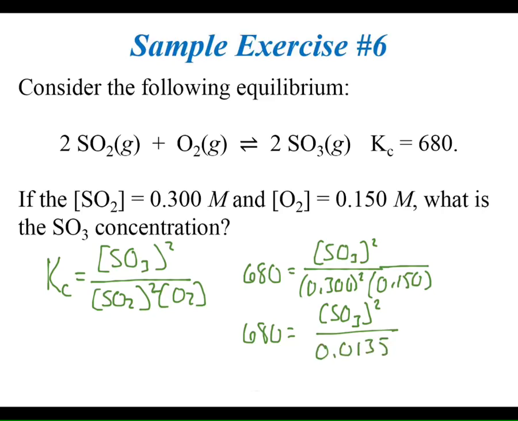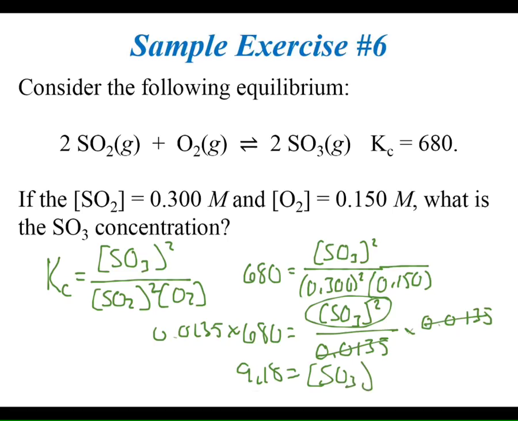0.0135. So what do I do now? How do I get rid of that 0.0135 on the bottom? I want to isolate this, so how do I get rid of that thing on the bottom? I multiply both sides by 0.0135. And that becomes 9.18 equals SO3 squared. Then the square root of both sides gives me 3.03.